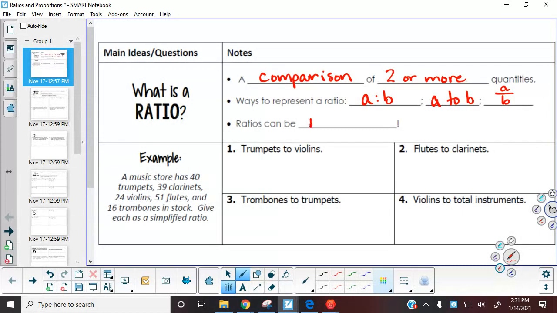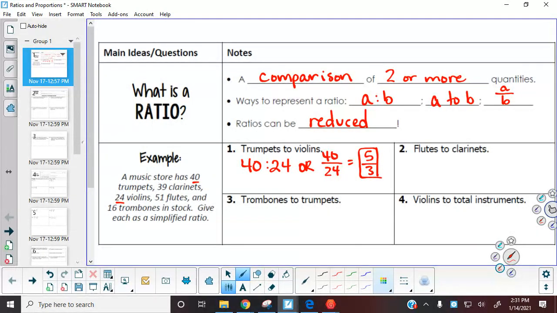Ratios can be reduced, and in fact, we encourage you guys to reduce them. So as you look at trumpets to violins, using the example on the left, we've got trumpets, 40, to violins, 24. Order matters, so make sure you put them in the correct order. As a fraction, you've got 40 over 24. Again, order matters. When you simplify this, you want to leave it as an improper fraction. 8 goes into both 40 and 24, so that simplifies to 5 over 3, or 5 to 3 if you did it that way.